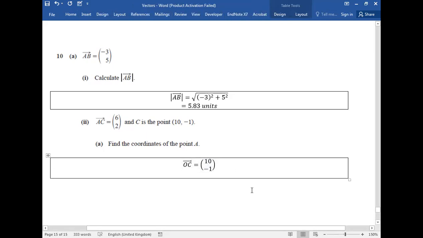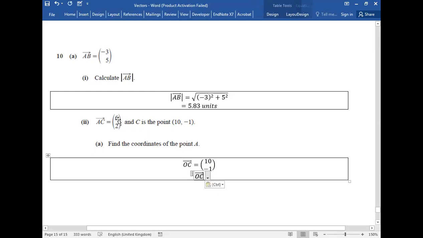But what did I need to find? मुझे ढूंढना क्या है? Again, if I want to use it as a vector, तो मुझे क्या ढूंढना है? Coordinates of A. If I want to write it as a vector, तो क्या होगा? मुझे ढूंढना है ये. 6,2 is not OA. I need to find OA. मुझे ये पहले ढूंढना है, understand this thing. Okay, then how do I do that? OC plus नहीं, O से मैं C आया हूँ. I need CA.